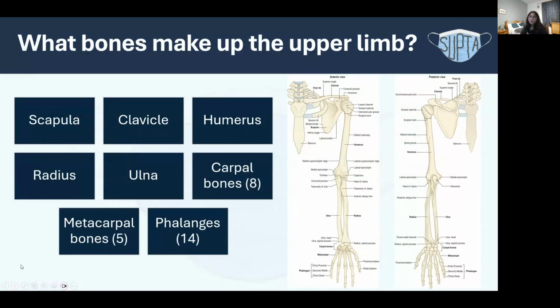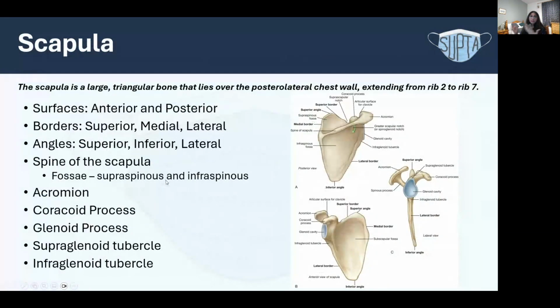So what bones make up the upper limb? Okay, we have our scapula, clavicle, humerus, radius, ulna, 8 carpal bones, 5 metacarpal bones, and 14 phalanges. So you can see all of them in the diagram here. There's your scapula, clavicle, humerus, radius, ulna, carpals, metacarpals, and phalanges. Okay. So now what we're going to do is we're going to explore the osteology of each bone individually.